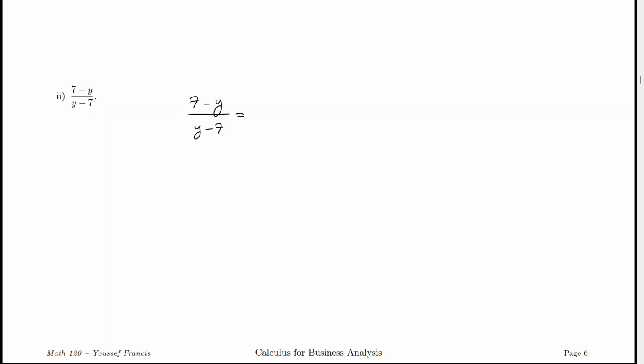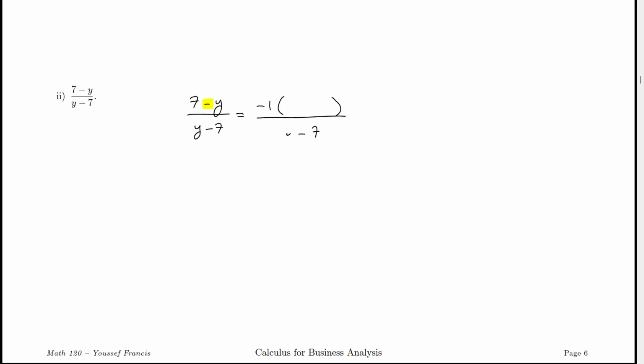So what to do? Well, if I can factor a minus sign from either the numerator or the denominator, then I'll be able to reduce the fraction. And simply because we have a negative in front of this y, I'm going to factor a negative 1 from the numerator. And I'm going to leave the denominator alone.